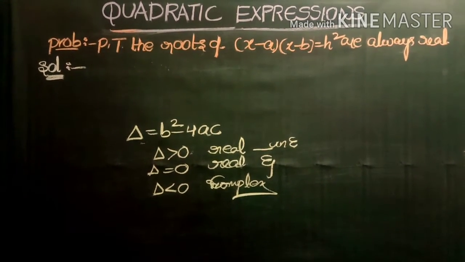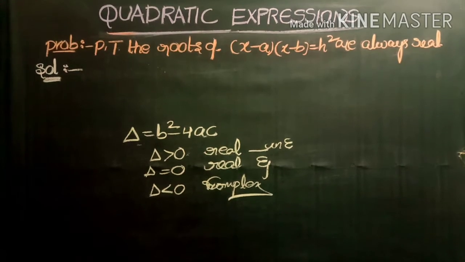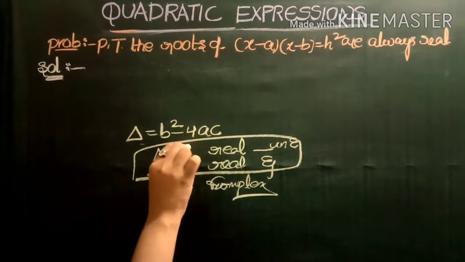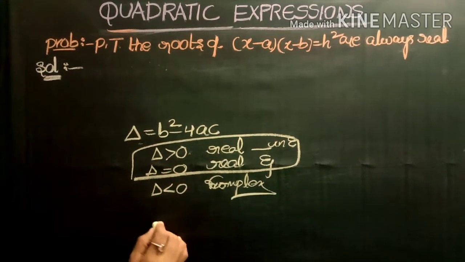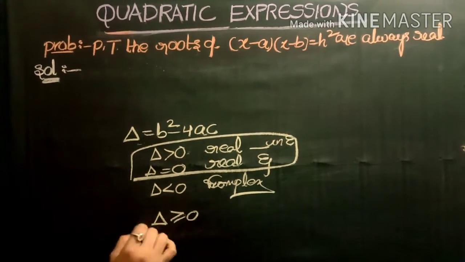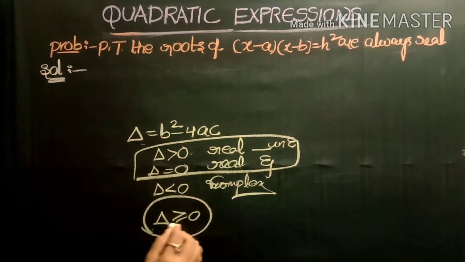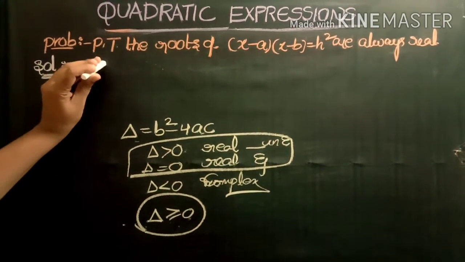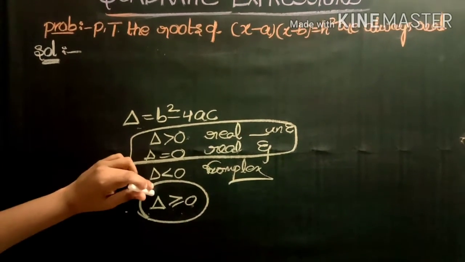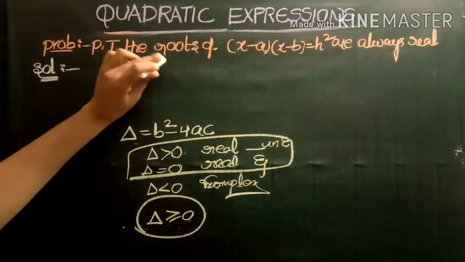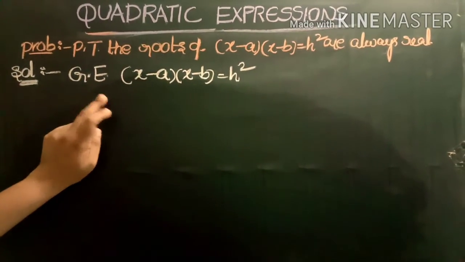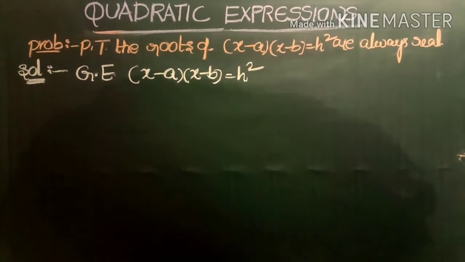Now we want to show that the roots of the equation are always real. Always real means we want to show that the delta value is either greater than 0 or equal to 0. So the condition for the roots of the equation to be real is delta greater than or equal to 0. Now we want to show that delta value is greater than or equal to 0. If delta is greater than or equal to 0, then we say that the roots of the given equation are always real. That's the procedure.